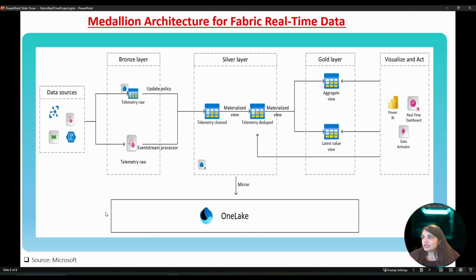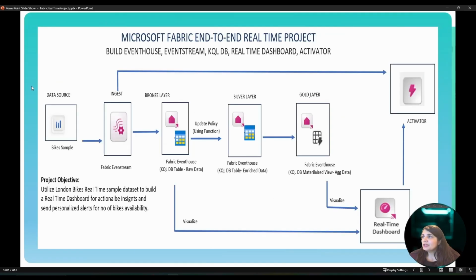If you want, you can make this data available in OneLake. You can do that. You can configure the settings. We will be building an end-to-end real-time project. We will be utilizing the London bikes real-time sample dataset, and the goal is to build a real-time dashboard and send personalized alerts for the bikes availability.